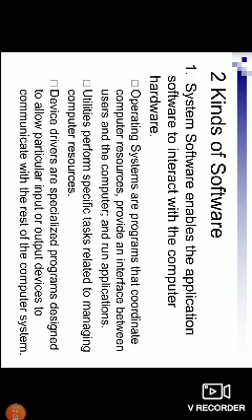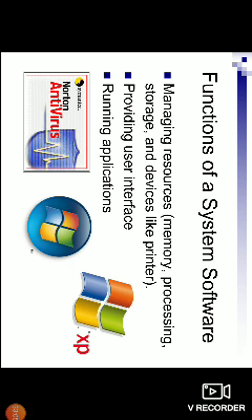So, these are operating systems. These are the functions of a system software: managing resources, that is memory, processing, storage, and devices like printers. Next, providing user interface. Next, running the applications. These are the functions of a system software.